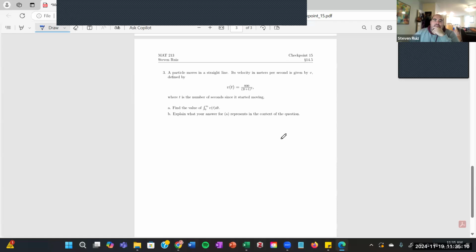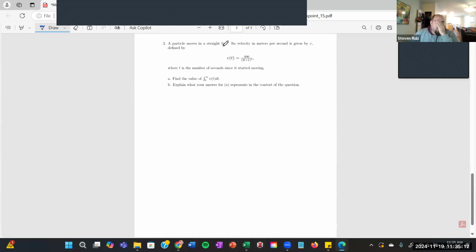And then question 3. I have a particle moving in a straight line, and I'm giving you its velocity function. The first thing I'm asking you is to find this integral, the integral from 0 to infinity of that function. So let's do that. First, I will set it up as a limit because I'm dealing with an infinitely long interval.